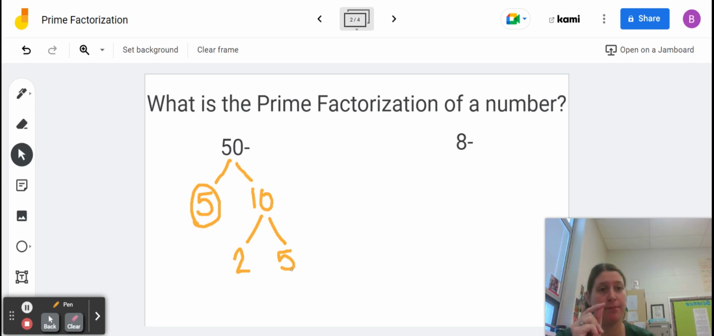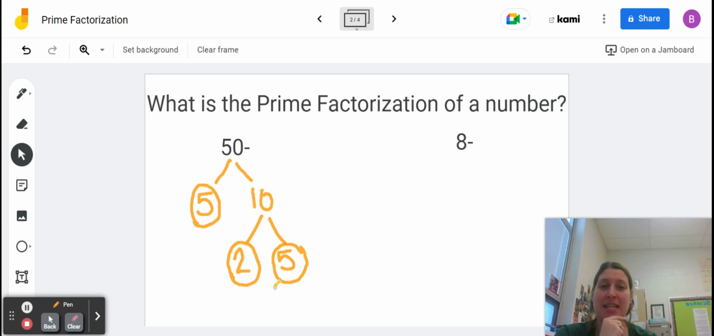Is 2 prime? Yes, the only factors for 2 are 1 times 2. So I'm going to circle the 2. Is 5 prime? It is. We've already established that 5 is prime by circling it over here. So I'm going to circle 5. So I now know that 2, 5, and 5 are the prime numbers. I have no more composite numbers to break apart. So these are the final numbers that I'm going to use.